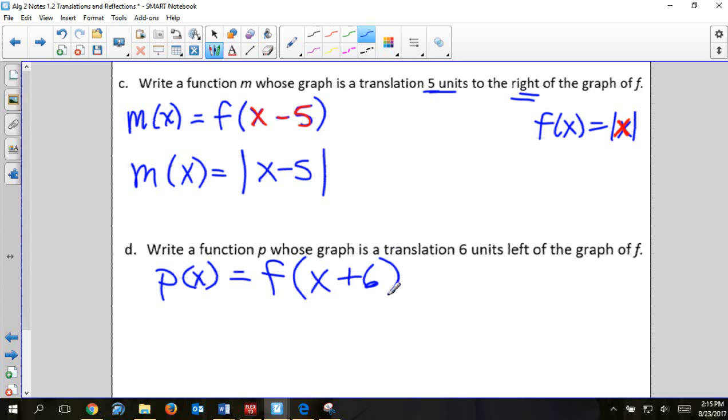And then when I have f of something, that means replace the x with that thing. So in this equation, instead of absolute value of x, I'm going to have absolute value of that thing. P of x equals absolute value of x plus 6.